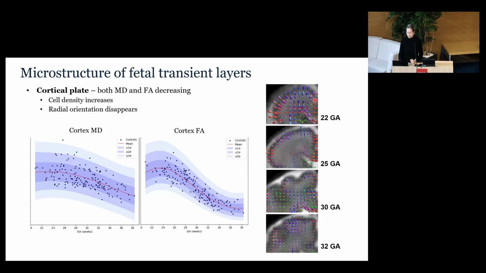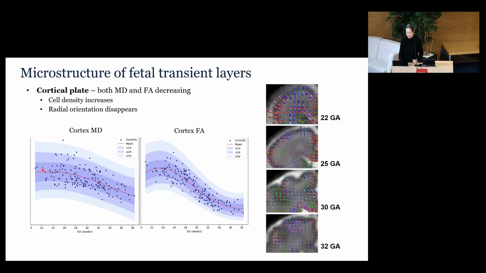So we know that we have this radial orientation in the cortex, so the fibers go perpendicularly to the cortex in early gestation, but this is slowly disappearing as we go up with age. So it's much less coherent in the cortex at 32 weeks, and it becomes even less coherent later on. So that's why we see FA going down, because we're getting more orientation in the cortex with the maturation.